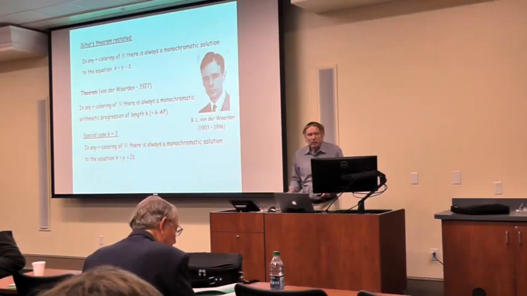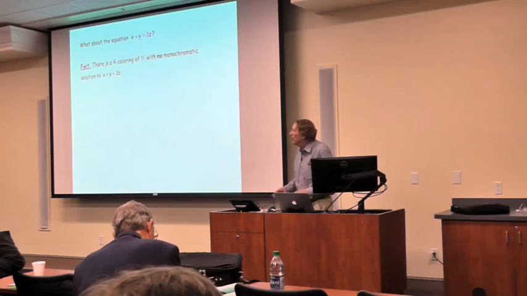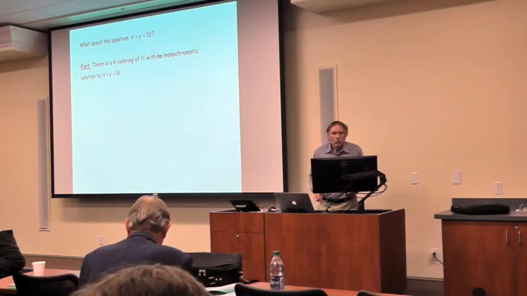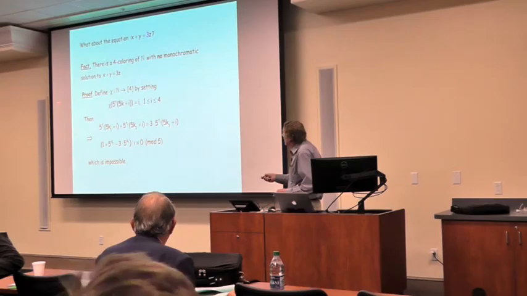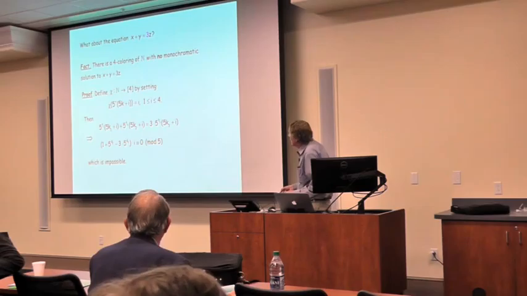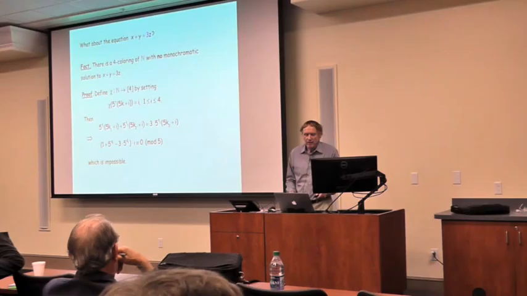Well, what's wrong with x plus y equals 3z? Well, why not? In fact, there is a four-coloring of the integers that has no monochromatic solution to this. Here's the coloring. Take an integer n, factor out the largest power of 5, and what's left is 5k plus i, with i equal to 1, 2, 3, or 4, and you color that integer with color i. You do that, and a one-line computation shows you can't get a monochromatic solution to x plus y equals 3z. Okay, so the three equations behave a little differently.